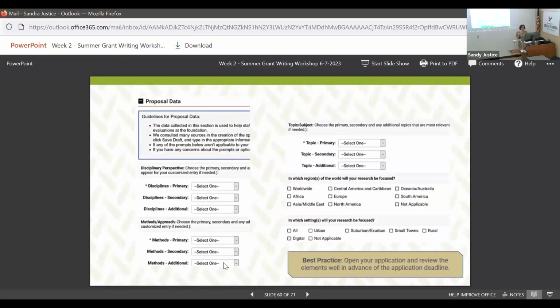The best practice is to review your application and review it well in advance. When you go into these forms, you'll see that there are drop downs, there are check boxes that you would not have known about from an RFP. So first thing, find your grant opportunity. Second thing, go into that grant opportunity. Read the RFP and think about how you're going to apply.